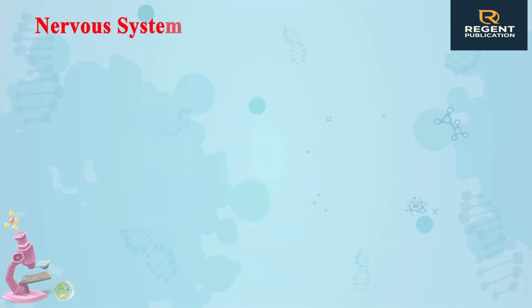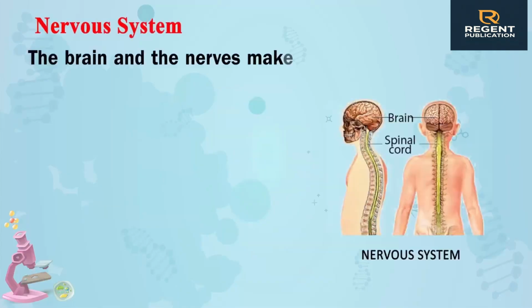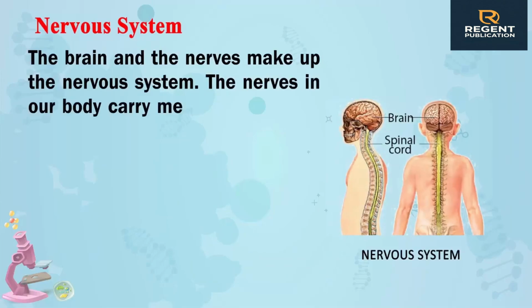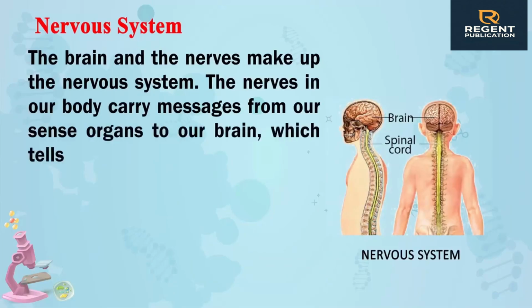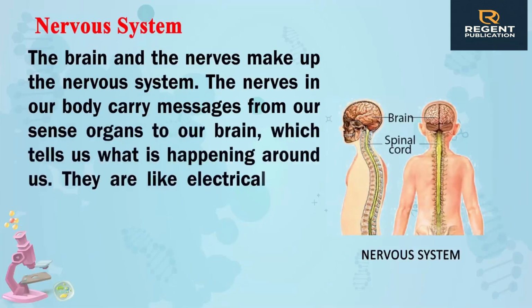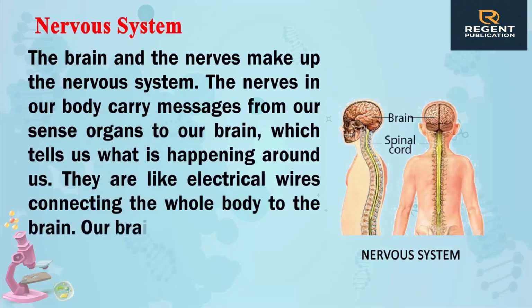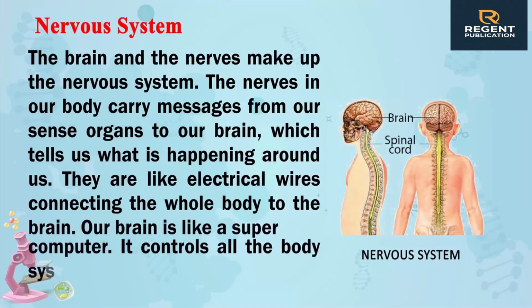Nervous system. The brain and the nerves make up the nervous system. The nerves in our body carry messages from our sense organs to our brain, which tells us what is happening around us. They are like electrical wires connecting the whole body to the brain. Our brain is like a supercomputer. It controls all the body systems and their functioning.